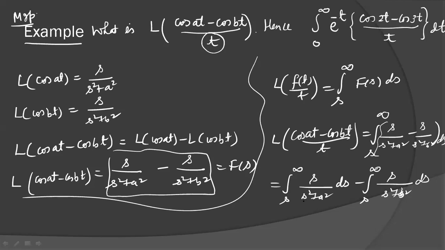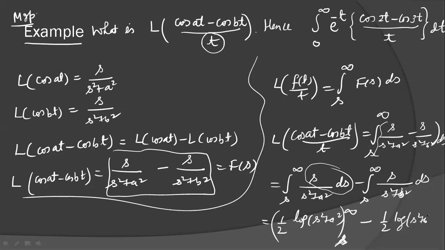So if you suppose s square plus a square as v, its derivative is present. So it is nothing else, it is the integration of 1 over 2 log of s square plus a square, with the limit s to infinity, minus 1 over 2 log of s square plus b square, with the limit from s to infinity. You can find these integrations very easily by substitution. If you put s square plus a square equal to t, then its derivative is present.